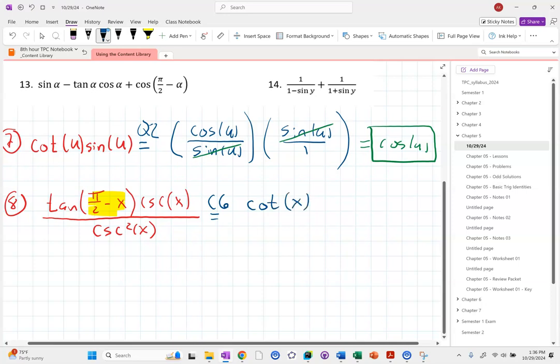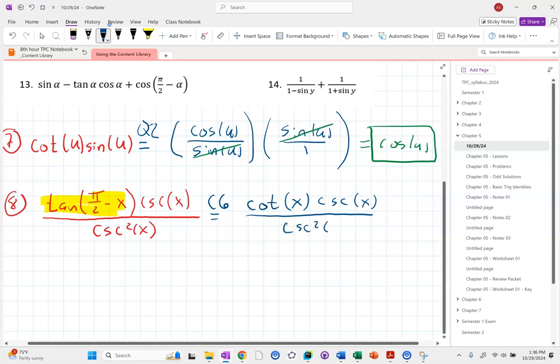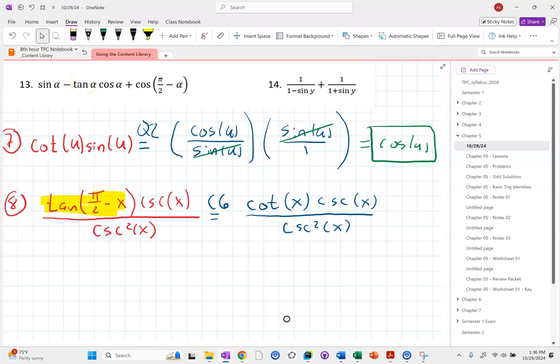That allows us to replace tangent of pi over 2 minus x with cotangent. Wait, why would you not do C3? Because C3 doesn't have a tangent of pi over 2 minus x in it. Do you see it? Yeah. Cool. And it's just that simple, right? All right. Thank you, Jamie.